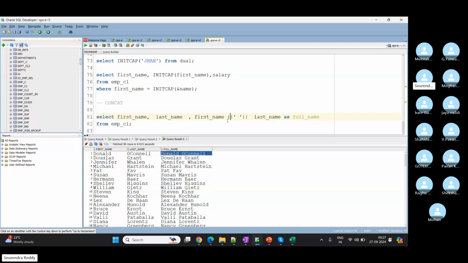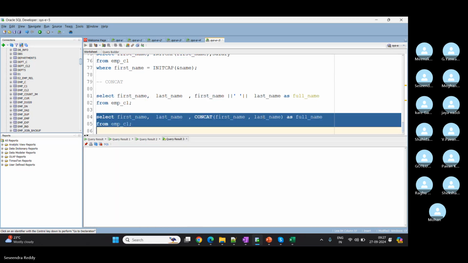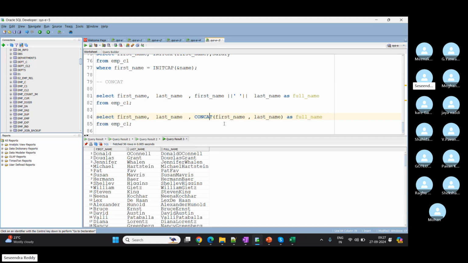Either we can go with this or else we can use the concat function. Let me apply it. We use the concat function and, in between, commas with whatever column values we want to concat: concat of first column name comma second column name. It can also do the same, but if I want to add space between first name and last name, I need to use one more concat function to concat the space, within that, in single quotes.